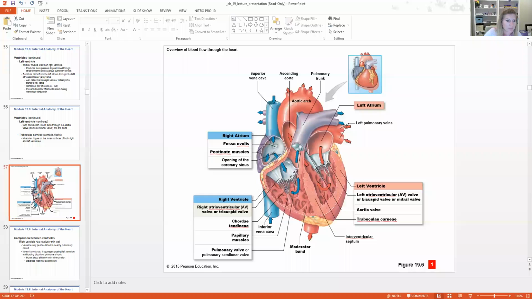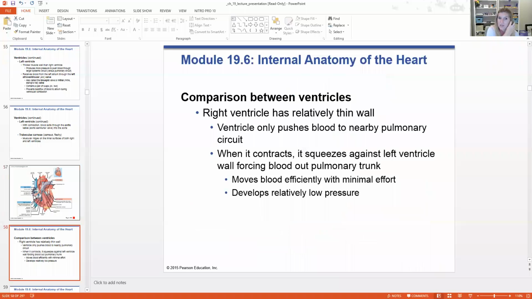Let me go back to screen share here. Okay, so let's keep talking about these structures, and let's compare for a minute the right and left ventricle. The right ventricle has a relatively thin myocardial wall because it's only pushing that blood to the pulmonary circuit. As I mentioned, when it contracts, it's squeezing and pushing blood out to the pulmonary trunk. Minimal effort, doesn't have to have very high pressure.